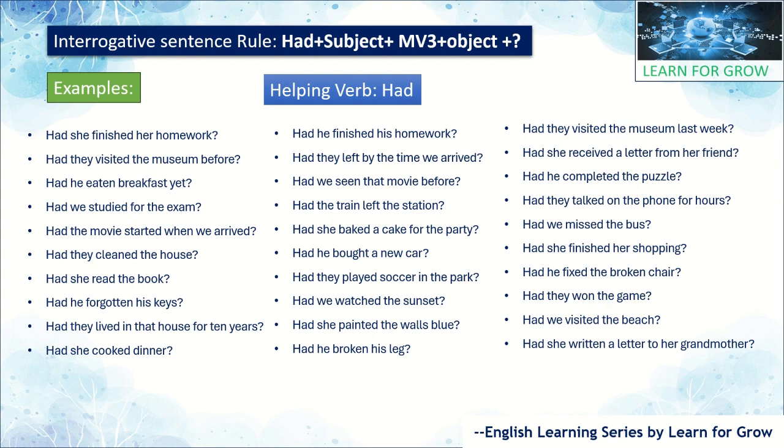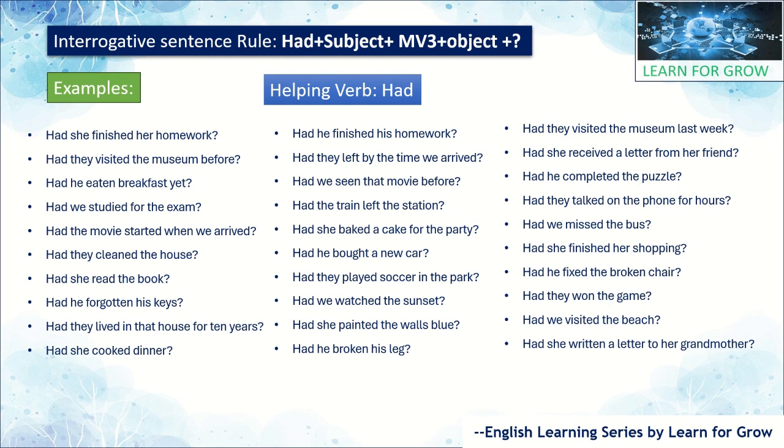From these examples, what we have observed, based on the rule only I have given the examples, right? Here the question mark is compulsory at the end of each sentence, and the third form of the main verb we are using here. And the changes we made: at the beginning we have taken a helping verb and second the subject. This is the major change we have observed in this rule, right? Alright guys, I hope you understood the interrogative sentence rule.